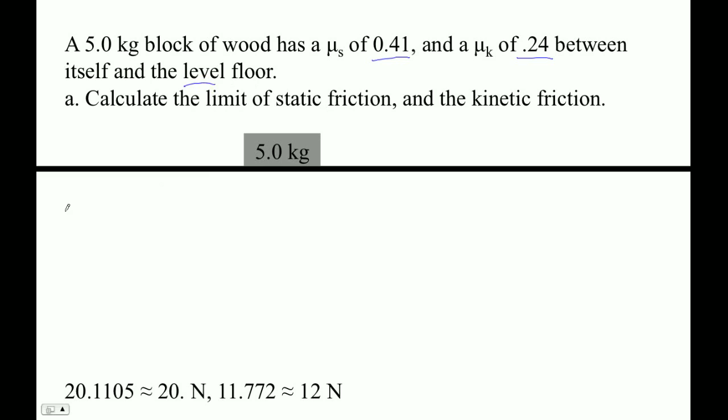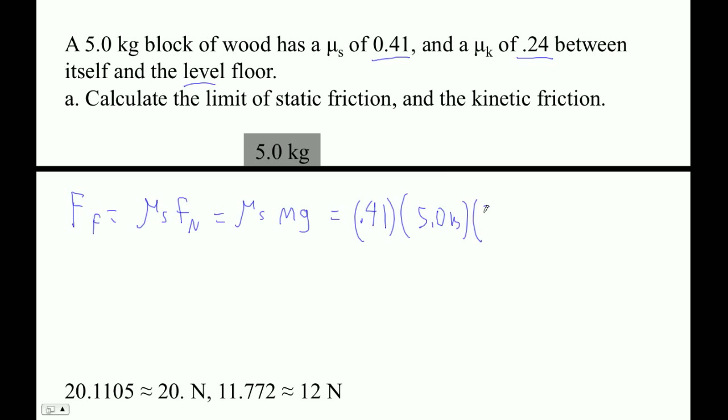Okay, so for static friction, the force of friction is mu static times the normal force, which, since it's a level floor, is just the weight. So it's going to be mu static times m times g, and that's 0.41 times 5.0 kilograms times 9.81 newtons per kilogram. Okay? So 0.41 times 5 times 9.81 is 20.1105.